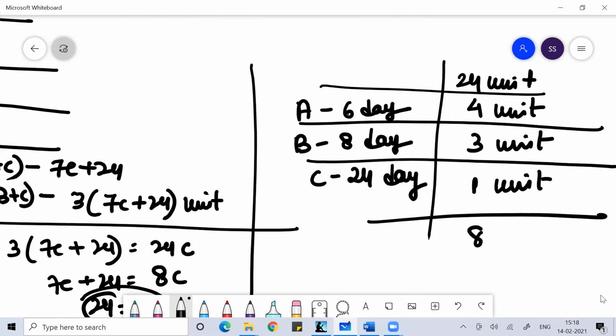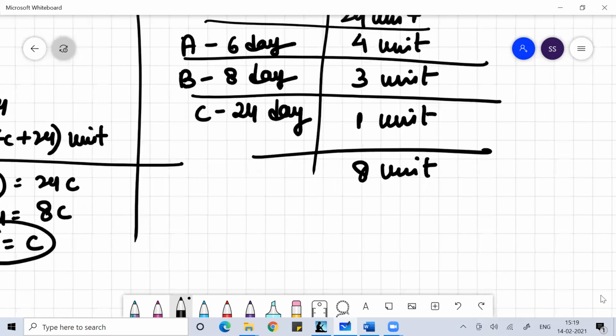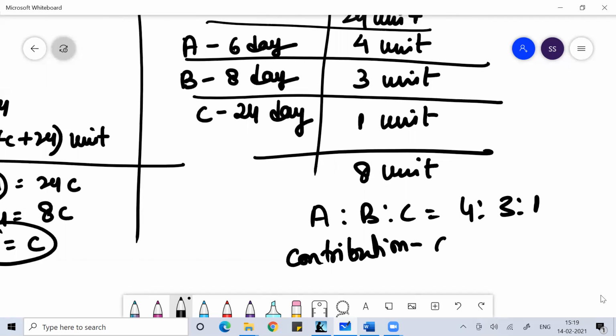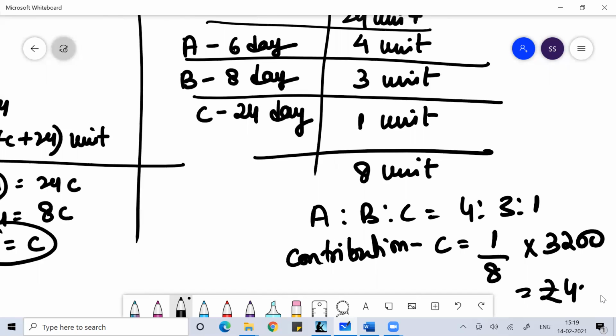So A, B, and C together are doing 8 units of work. They are doing the work in the ratio 4 is to 3 is to 1. So how much should I give to C? The contribution of C is 1/8 of the total work. So if the total money they got is 3200, the money I should give to C should be 400 rupees.